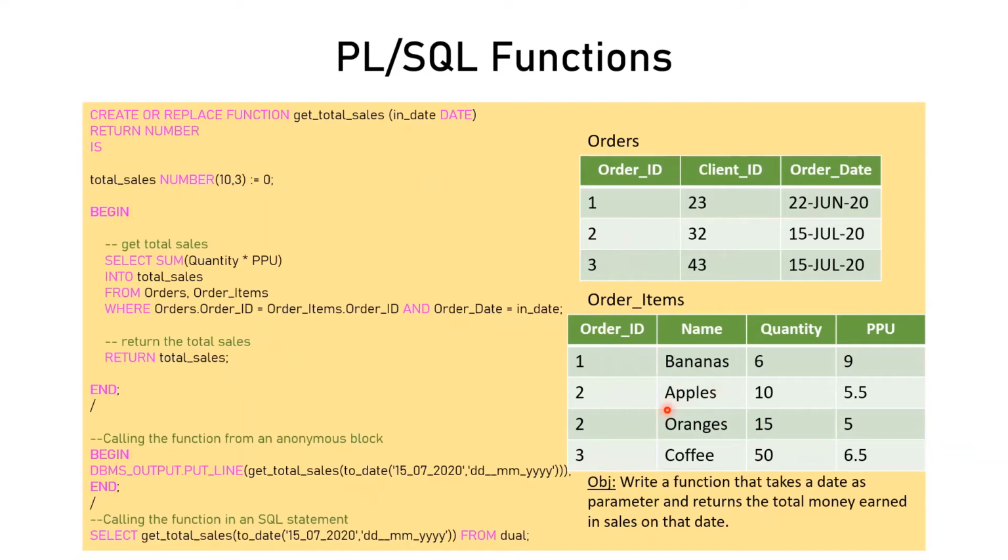And according to this table, 10 units of apples have been sold, 15 units of oranges have been sold, and 50 units of coffee have been sold. So the total value here should be 10 times 5.5 plus 15 times 5 plus 50 times 6.5, which is 455. Now let's see if this is exactly the value that we get in our SQL console whenever we write and execute this function.